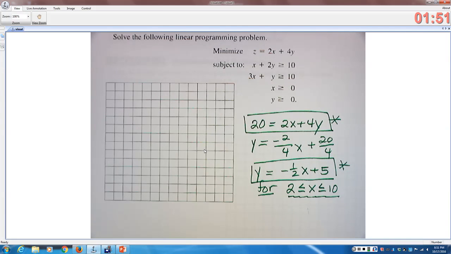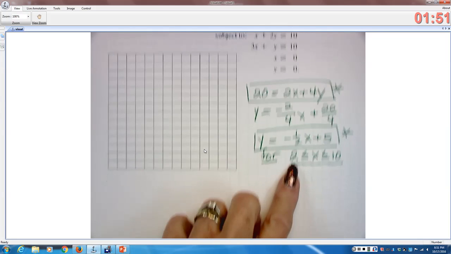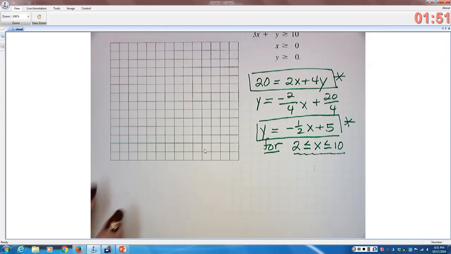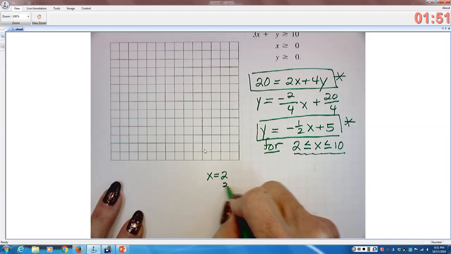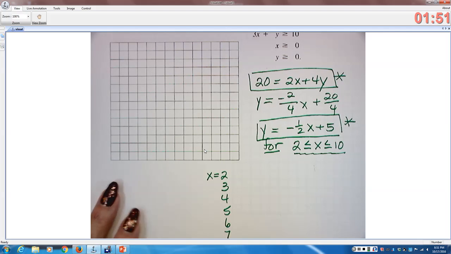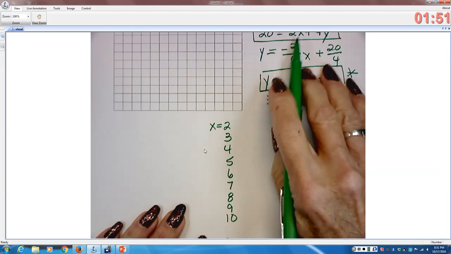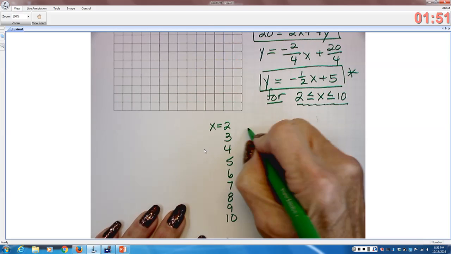Now, if you're given that you only have to have integer solutions, which in a realistic problem, you probably would only want to have whole number solutions, then you could actually figure out all of the max or the minimum solutions by choosing x is equal to 2, or 3, or 4, or 5, or 6, or 7, or 8, or 9, or 10. And then probably, I would use this one. It seems like it's easier to me.